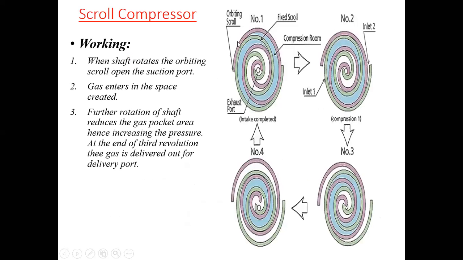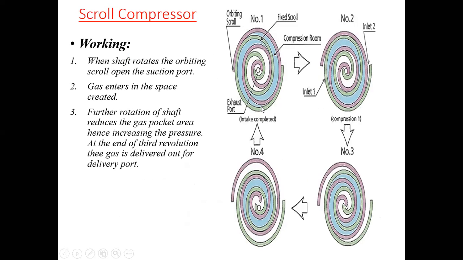Here we can see the working. There are spirals, and the working I already told you. First there is a suction process, then there is a compression process. This is how the working of a scroll compressor is carried out.